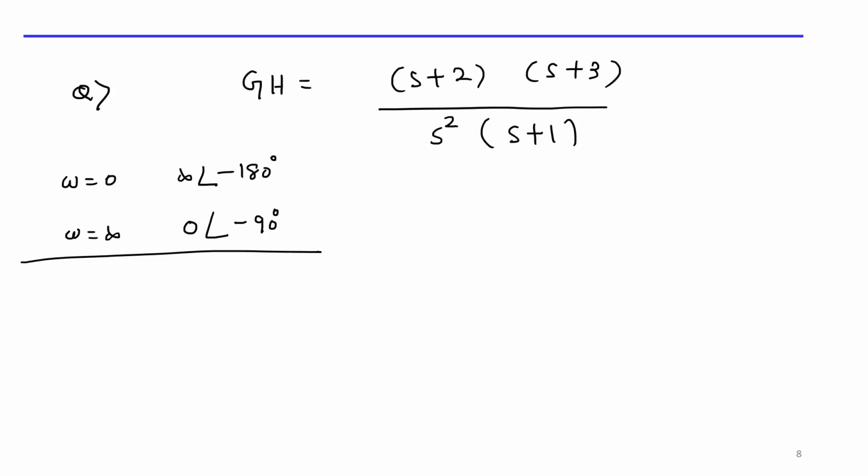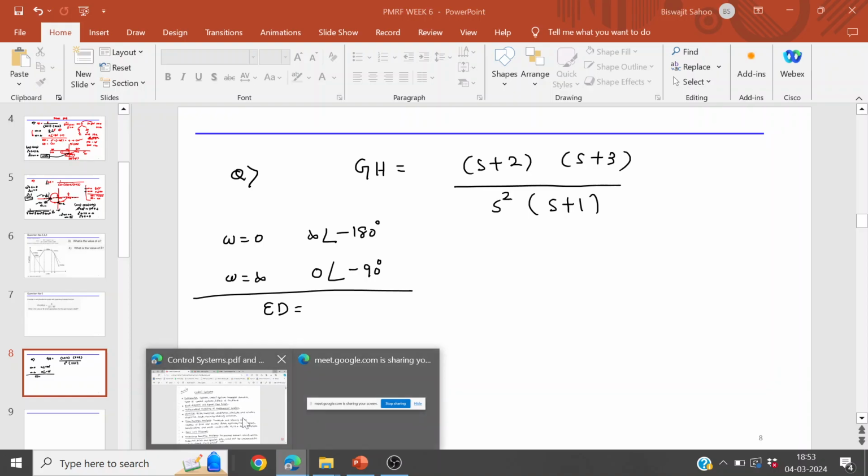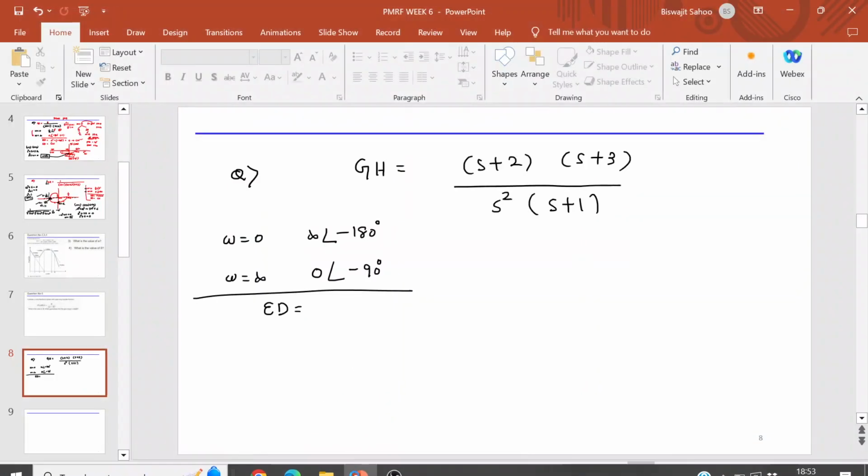Any doubt? Clear. Then, if you are clear, you can do the ending direction. Is it positive or negative, clockwise or anti-clockwise? Just tell me. I'm expecting an answer from all. What is the ending direction?